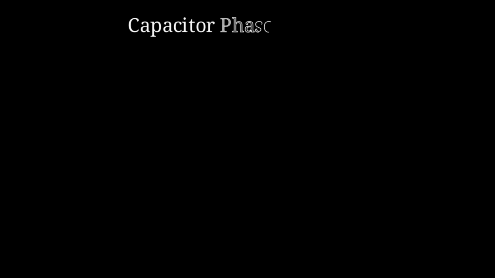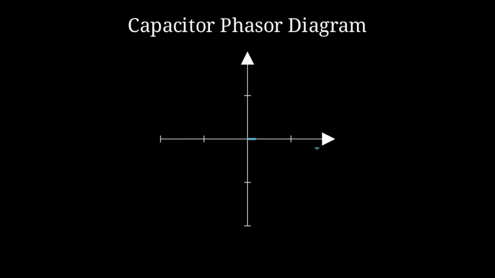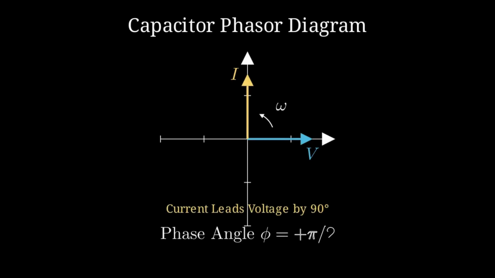The phasor diagram for a capacitor shows the current vector 90 degrees ahead of the voltage vector. This is the exact opposite of what we saw with the inductor, illustrating the inverse nature of these two components.